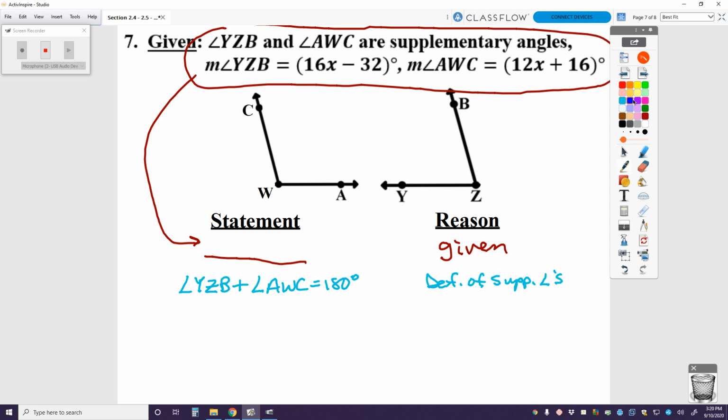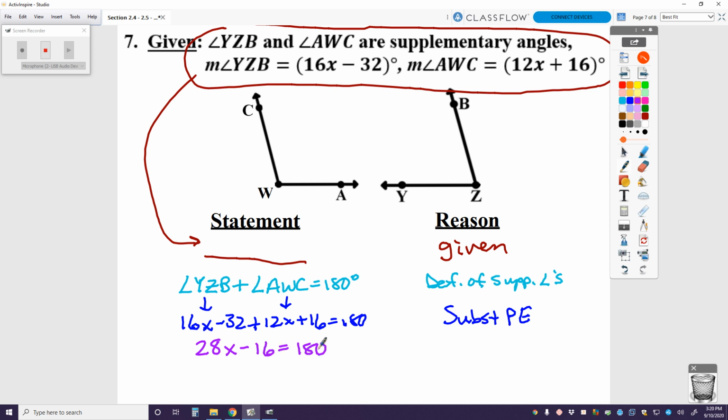Then we can make that good old substitution. So this is YZB, 16x minus 32, plus AWC, 12x plus 16, equals 180. Good old substitution property of equality. Next up, we can combine our like terms here. So altogether we have 28x's. Negative 32 plus 16 is going to give me minus 16 equals 180. So there was our simplify step.